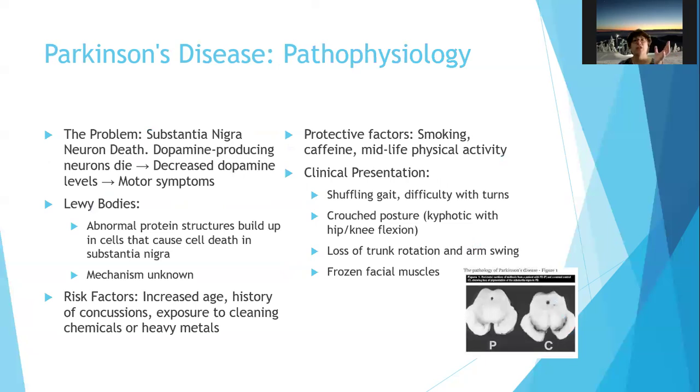So the pathophysiology is the dopamine producing neurons in the substantia nigra, which is part of the basal ganglia system in the brain, start to die off. They die by apoptosis. So you get decreased dopamine levels, and that produces not just the motor symptoms, but it also produces the non-motor symptoms. It's idiopathic. They don't know why the neurons start to die off.